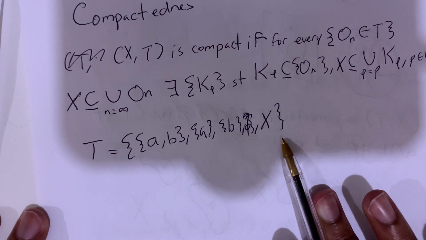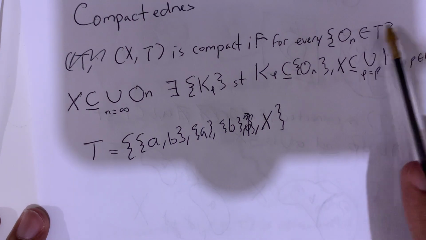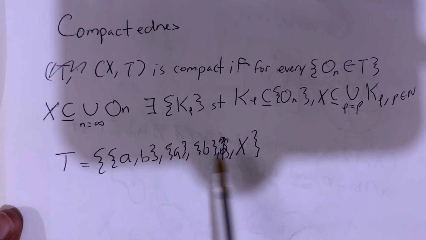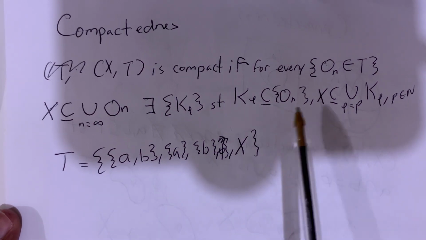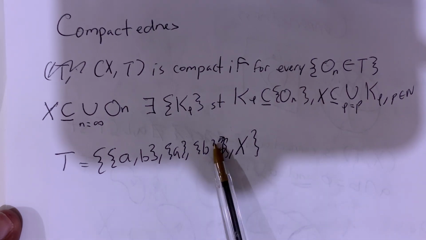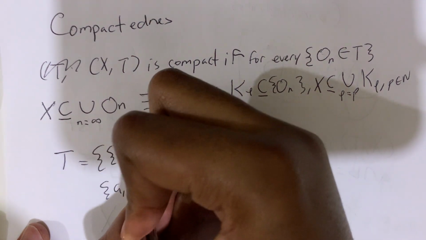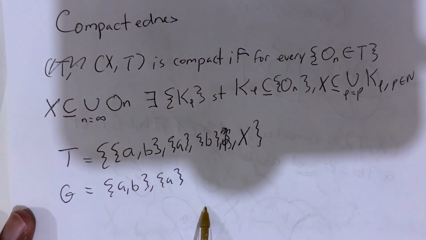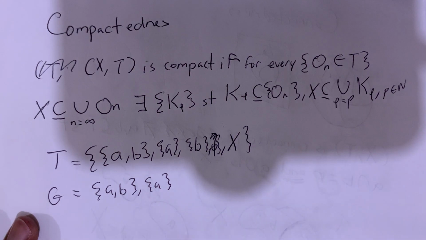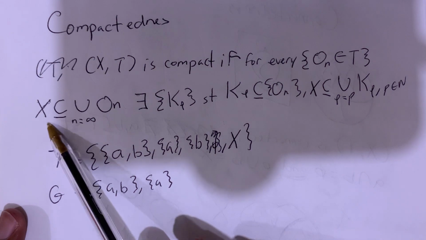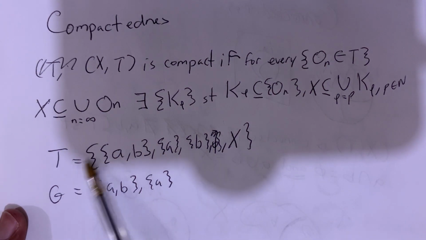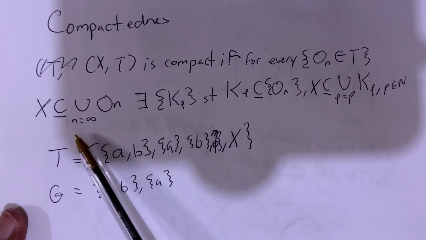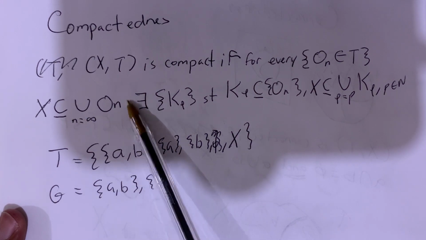And that's our topology. Our space is compact if for every set of open sets, an open set being a member of the topology, so A, B, and X are open sets. For example, A and B; let's call it G. That's a set of open sets. Note that G doesn't have to include X. But for the entire set X, it's contained when we take the infinite union of these open sets.